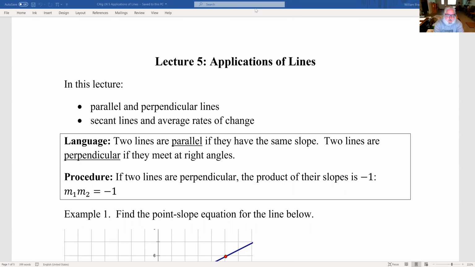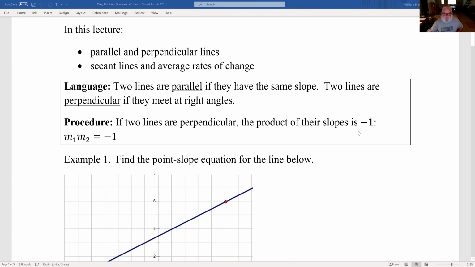Okay, so applications of lines. So we'll talk about parallel and perpendicular lines, and then secant lines and average rates of change. Two lines are parallel means they have the same slope. Two lines are perpendicular if they meet at right angles. And we have a nice formula for perpendicular lines. If two lines are perpendicular, the product of the slopes is -1. So if one has slope m1 and one has slope m2, then m1 times m2 equals -1.